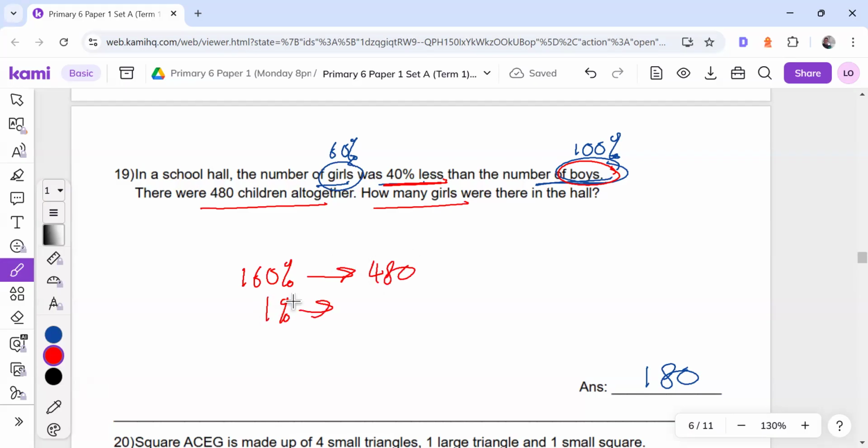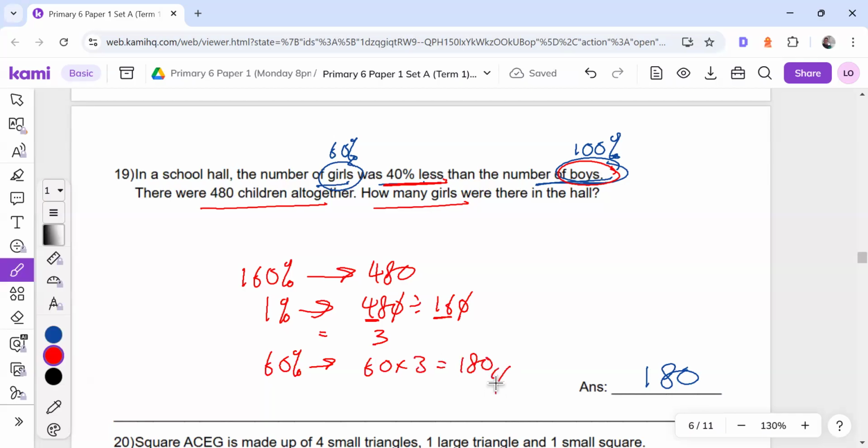One unit or 1% is 480 divided by 160. Cancel 10, cancel 10. 48 divided by 16, 3. 1% is 3. How many girls were there? So you have 60 units. So 60 times 3, and that's how you get 180.